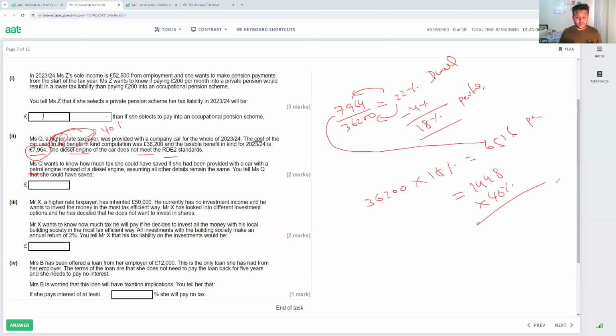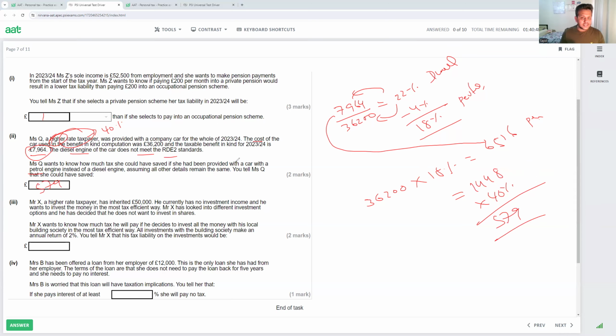Be very careful with that. Do not think they're asking how much you are going to save. They're asking how much tax you're going to save. So tax, I'm paying 40%, so I'm going to save 40%. So multiply by 40%, and that gives me 579.